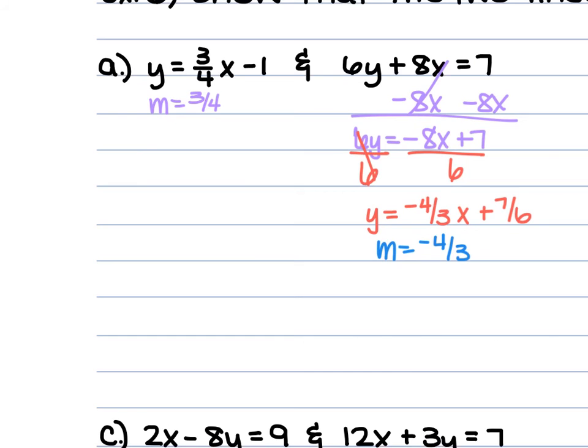So look at these two. You have 3/4 and negative 4 over 3. They're opposites and reciprocals, so the lines are perpendicular. In order to draw the lines that are perpendicular, it's going to be an upside down capital T.